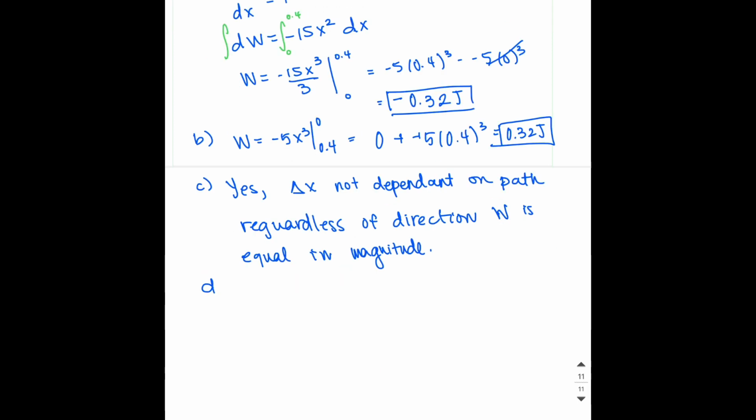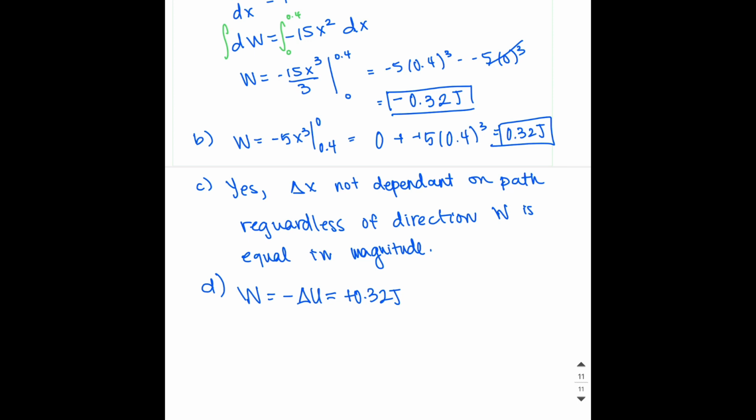Okay. So for part D, we are asked to identify the potential energy. We know work is equal to, but opposite of, the change in potential energy. And if we are going from 0 to 0.4, we would take the opposite of our answer to B. So instead of negative 0.32, it would be positive 0.32 joules.